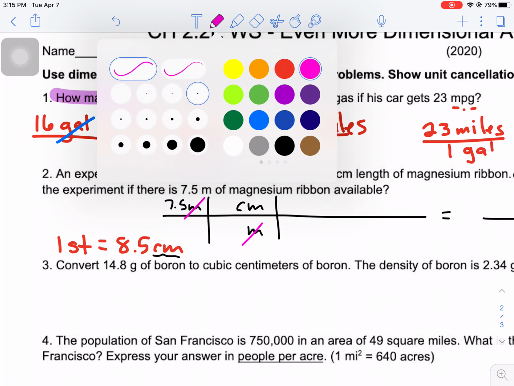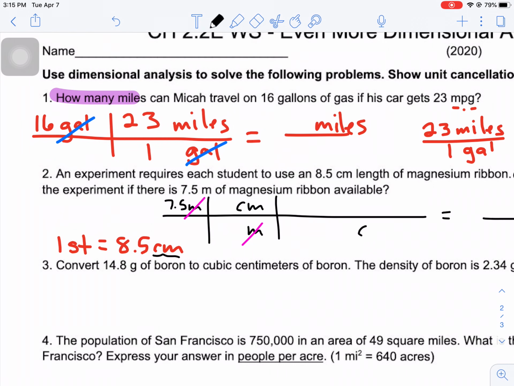And then the next step is we want to get rid of centimeters, and we want to turn it into students. So we said that one student, that number is going to go on top, is equal to 8.5 centimeters.